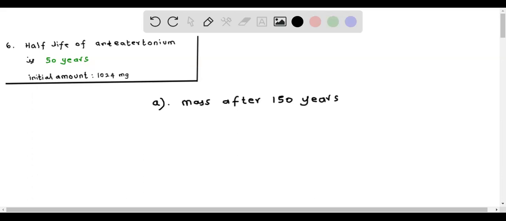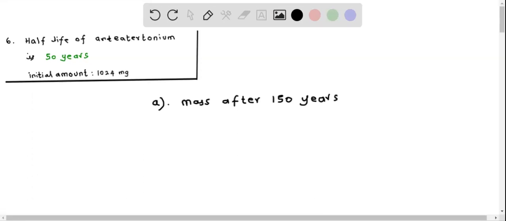Let's answer part A. So here we determine the mass of antiplutonium after 150 years. We can determine this by two methods, and I'm going to explain both methods. Let's see, this is method one. We can see this is a conceptual method.